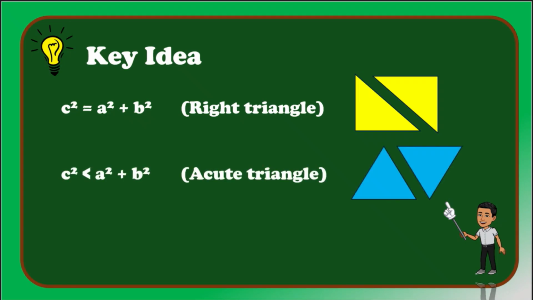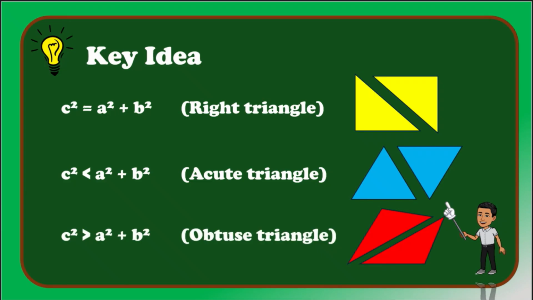It is derived from the Pythagorean theorem. According to the inequality, if C squared is less than the sum of A squared and B squared, therefore, we have an acute triangle. And last one, if the square of the hypotenuse C is greater than the sum of A squared and B squared, or the legs, we have an obtuse triangle.